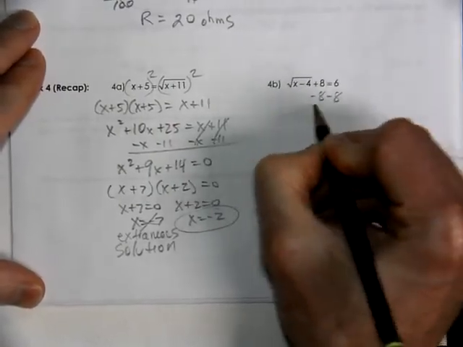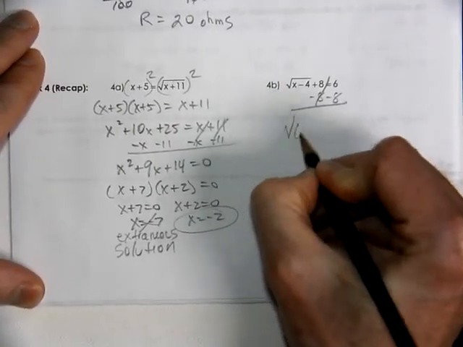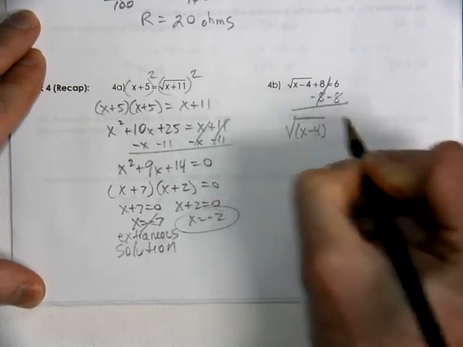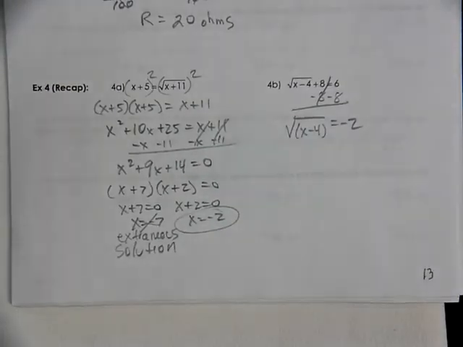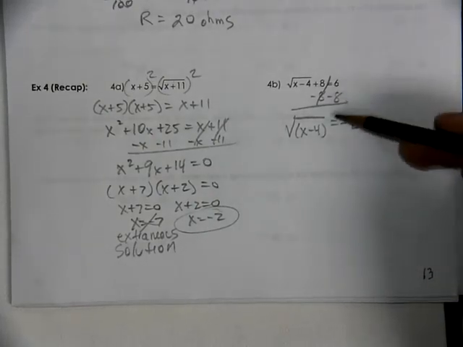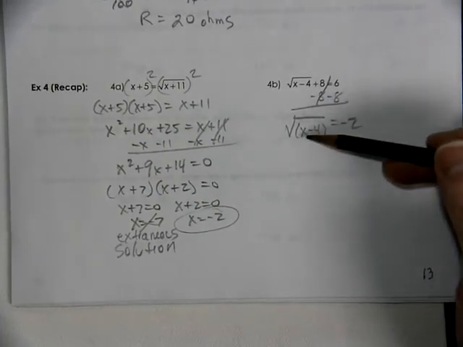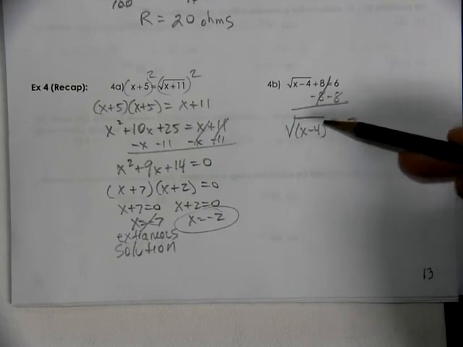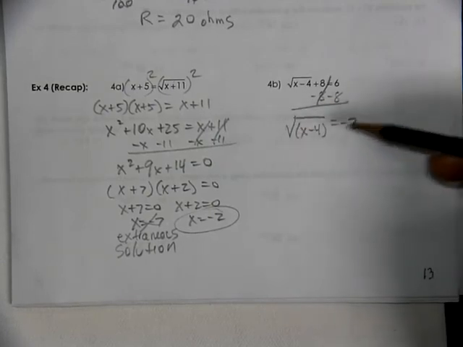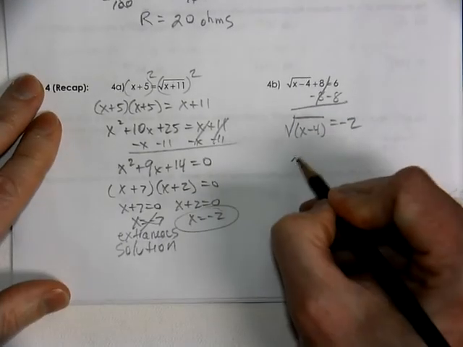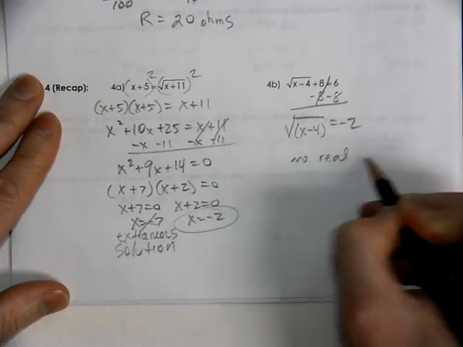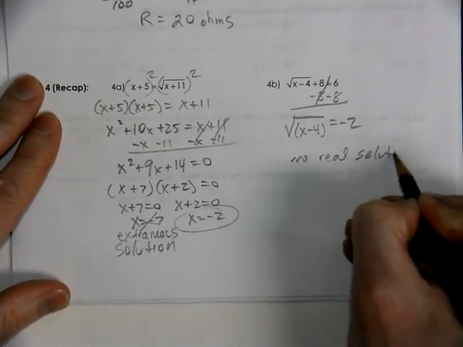And on the last one, when you move the 8 over, we get a negative 2 on one side of the equal sign. The radical, the square root, specifically, equals a negative. A cubed root can equal a negative. A square root cannot. So this has no real solutions.